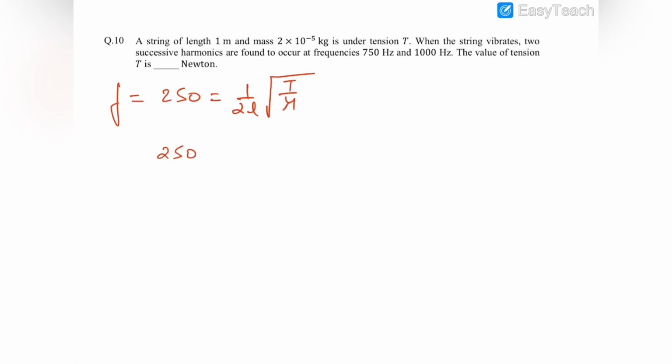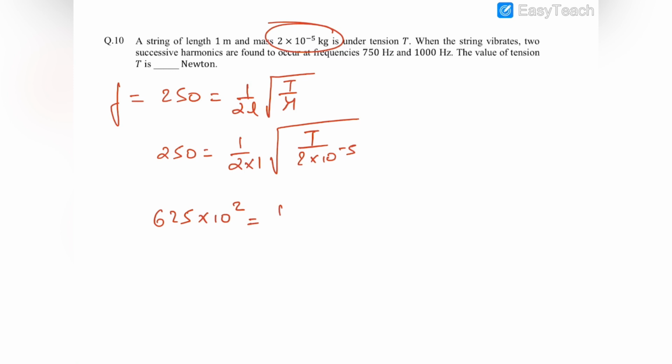So 250 will be equal to 1 by 2. Now the L of the string is 1 and the tension is T. Mass per unit length will be this one, 2 into 10 raised to power minus 5, because length is 1. So the value of T we have to find out. So you can see that this 250 is equal to 1 upon, in fact we can square them up, 625 into 10 raised to power 2 will be equal to 1 by 4 into, this is T by 2 into 10 raised to power minus 5.